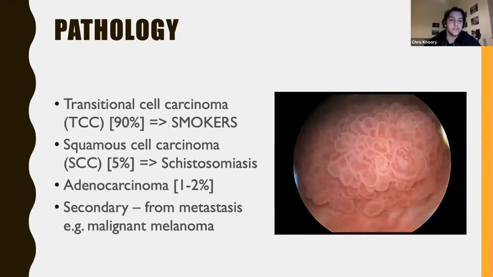Pathology of bladder cancers. So the most common is transitional cell carcinoma, around 90%, and this is almost exclusively smokers. You can also get squamous cell carcinomas, and schistosomiasis is the cause of this. You can also get adenocarcinomas and secondary cancers from metastases.